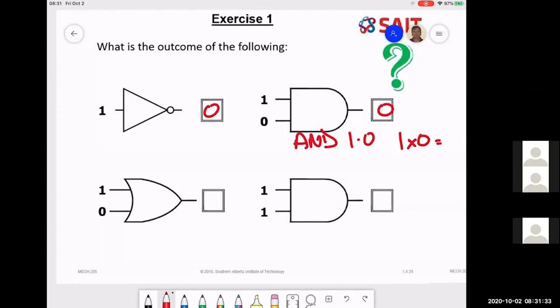Pierre, the next one, please. This one over here on the left.